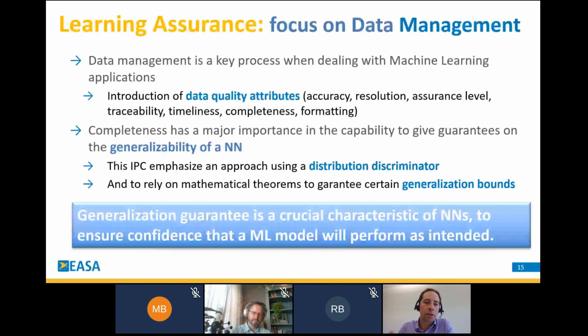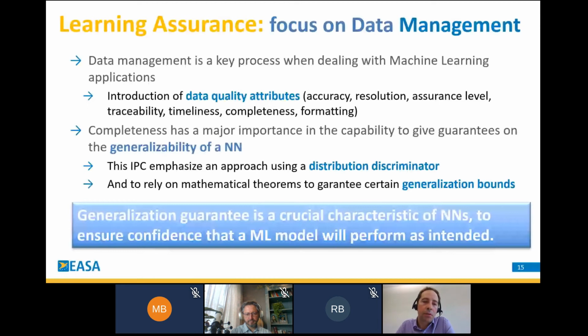And the solution that is provided in this IPC as a possible way forward is to use a distribution discriminator, meaning slicing the operational state space in pieces, so in hypercubes, and to try to ensure a coverage of these hypercubes by verification of the completeness of the data set. And relying then on mathematical theorems that have been available for a long time, from the statistics perspective, we can guarantee certain generalization bounds. Maybe not to the point we would like today, but it's a path to investigate further.